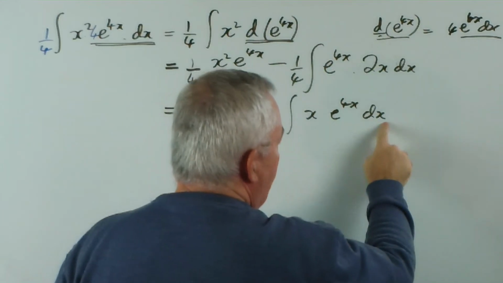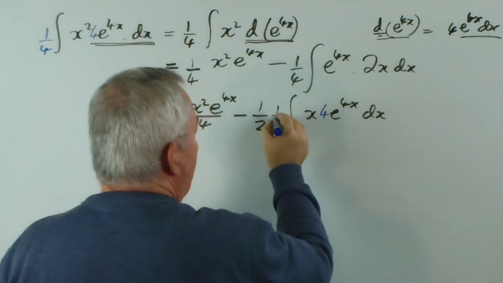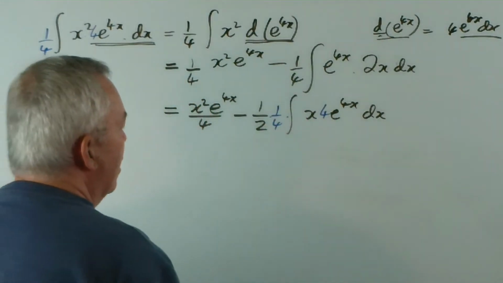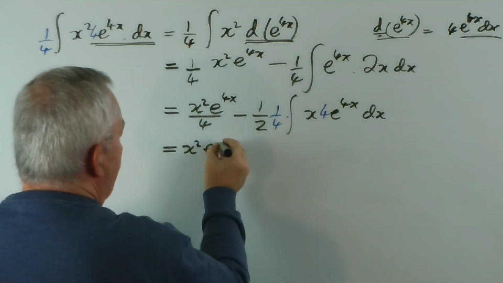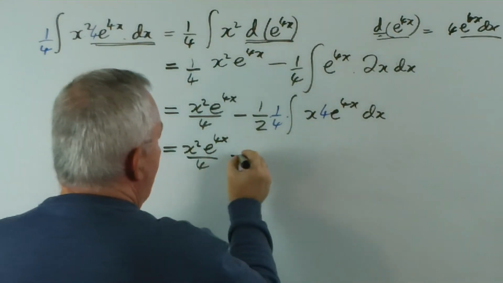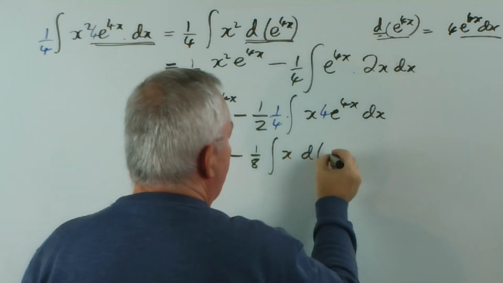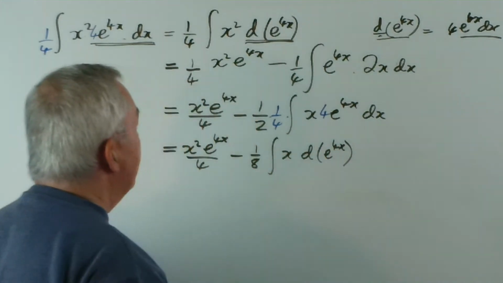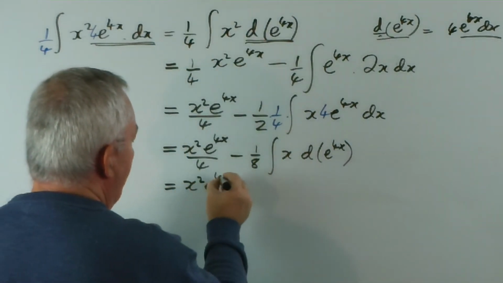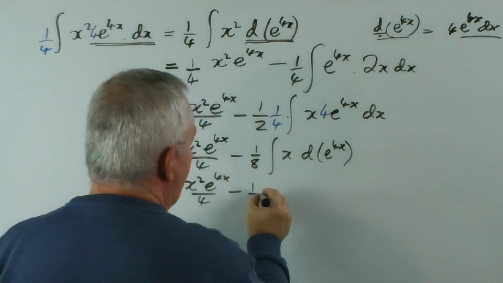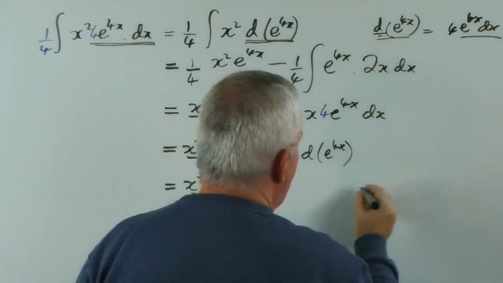that to get this inside here again, I'm going to have to play this same game. So I want a 4 there, and a quarter out the front, and this will be x squared e to the 4x on 4 minus 1/8 integral x d e to the 4x. Same as we did up here. That's going to give us x squared e to the 4x on 4 minus 1/8, and we now do integration by parts with this integral.